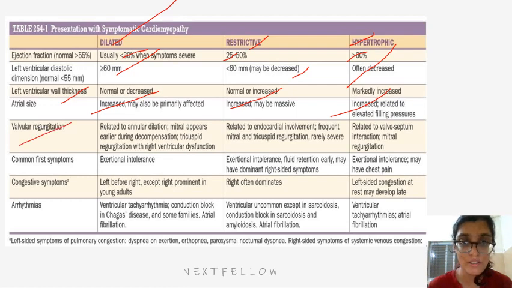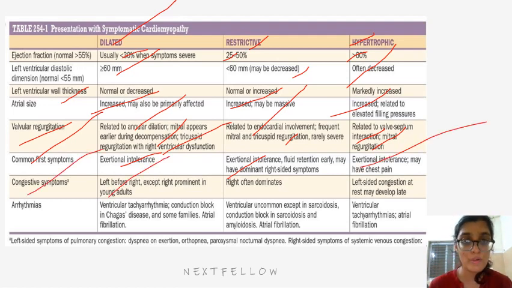Valvular regurgitation for dilated is related to annular dilatation, so MR occurs. Tricuspid regurgitation with right ventricular dysfunction. Restrictive is related to endocardial involvement, frequent mitral and tricuspid regurgitation, related to wall septum infarction, mitral regurgitation. Common first symptoms: exertional intolerance in case of restrictive, and hypertrophic exertional intolerance, may have chest pain.